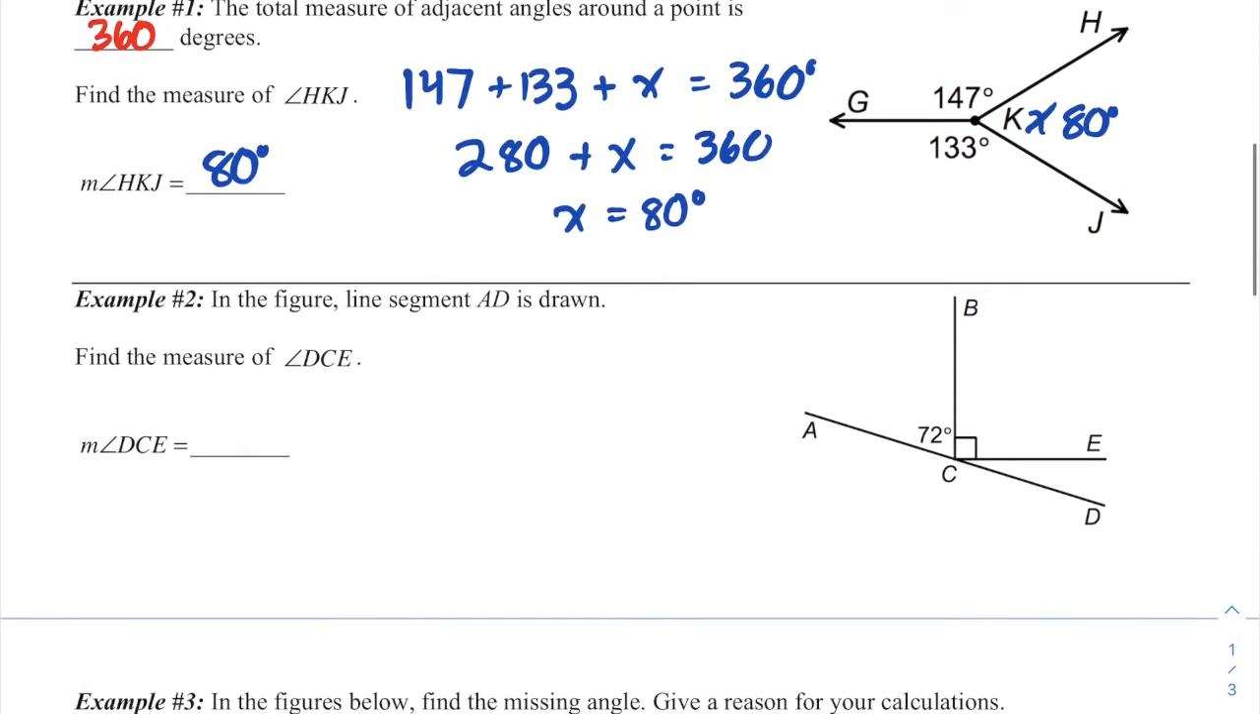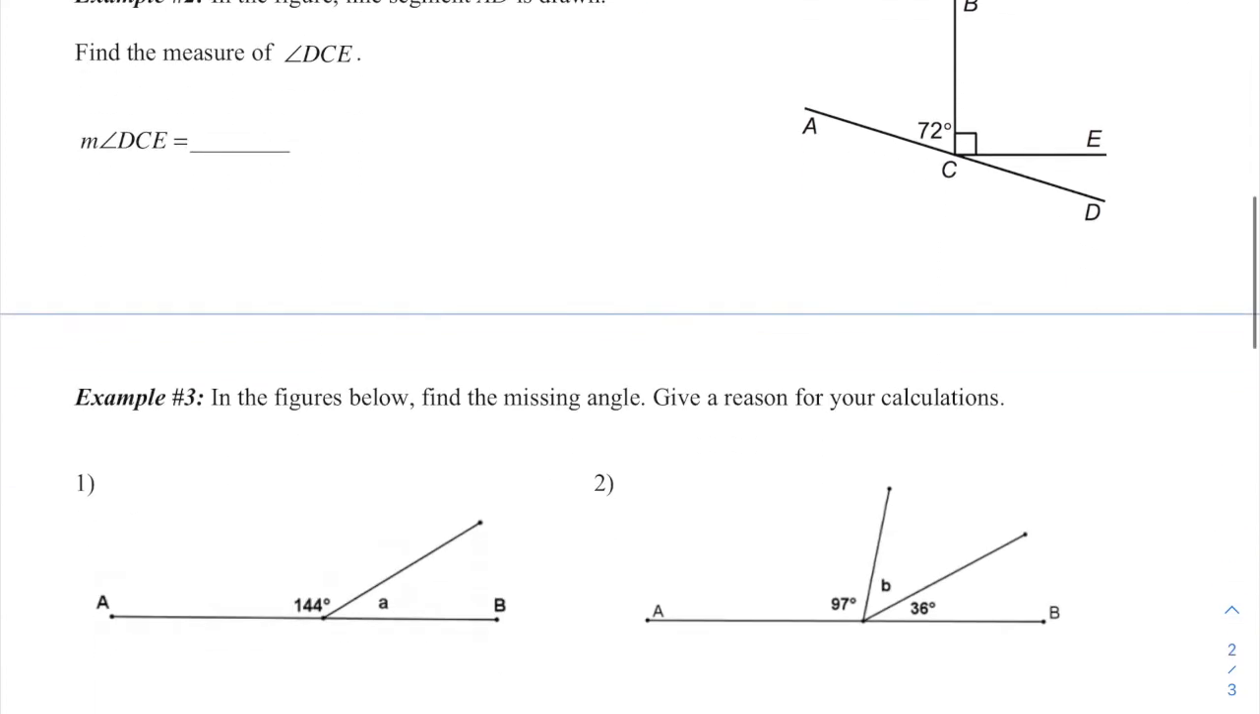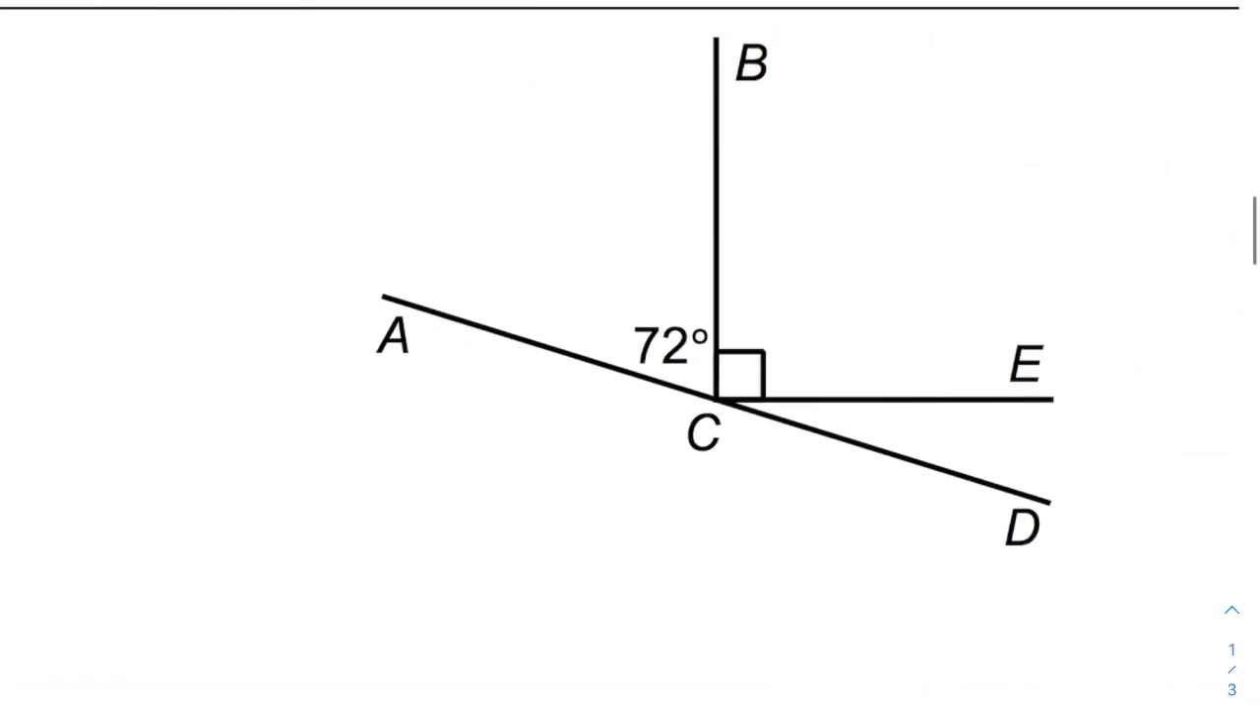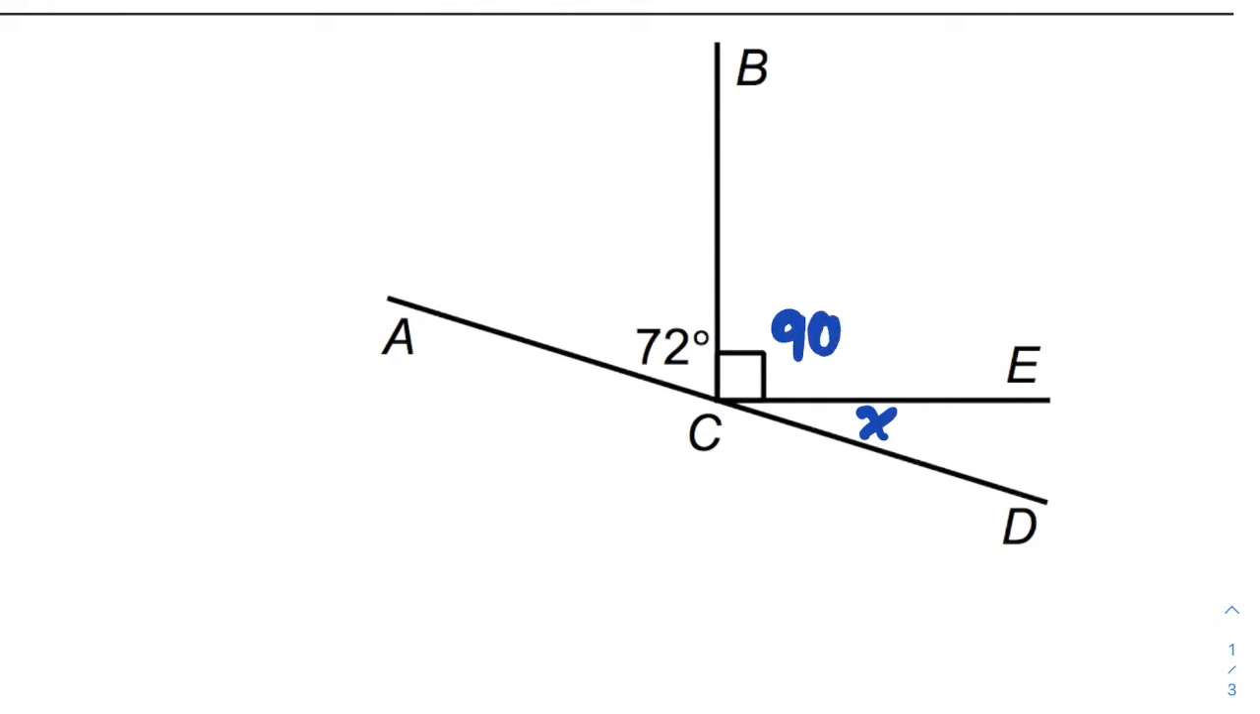Okay. So example 2, it's asking us to find the measure of angle DCE. Whatever they want us to find, I'm going to go ahead and label that as X. The box right here means that that is a 90 degree angle. So we can label that 90 degrees.